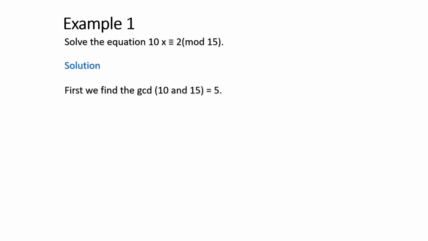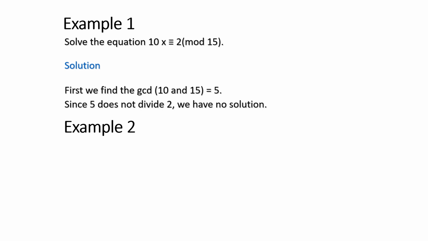Example 1, solve the equation 10x ≡ 2 (mod 15). Solution, first we find the GCD of 10 and 15, which equals 5. Since 5 does not divide 2, we have no solution.